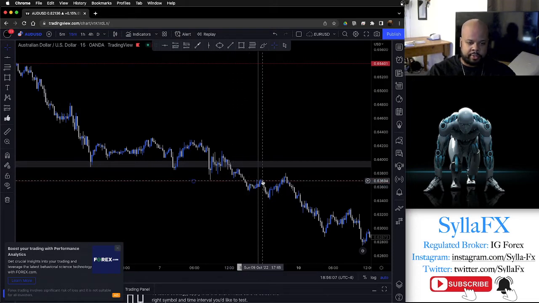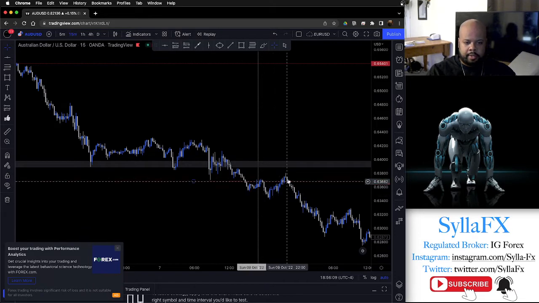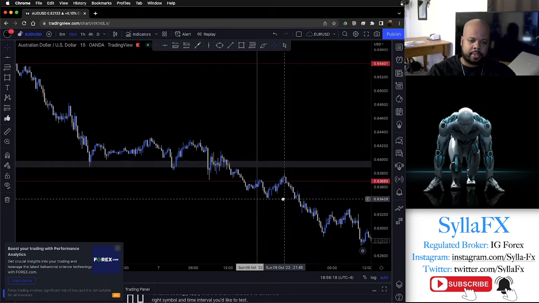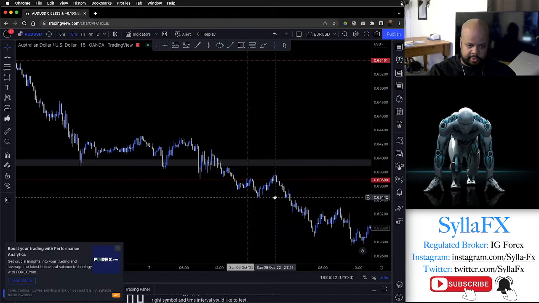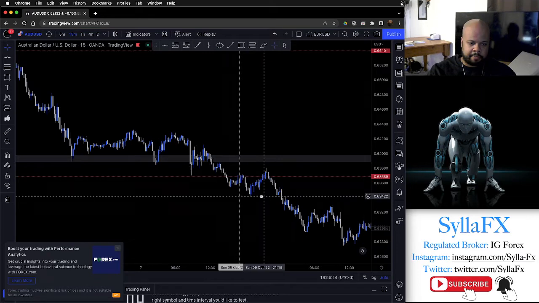So we got a little bit of rejection here, came all the way back up and kind of rejected that area but came back below it. So it's still holding good as a resistance level at this point. We're still on the 15-minute chart, so let's see what we have going on and see if there's any valid trades we could have taken.